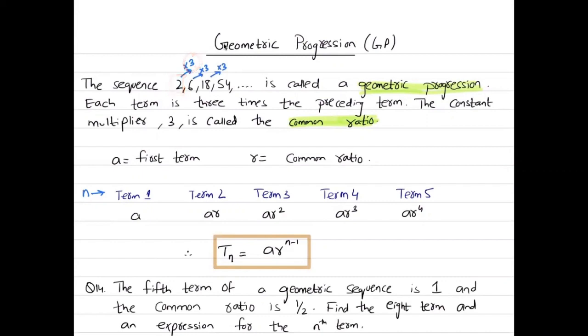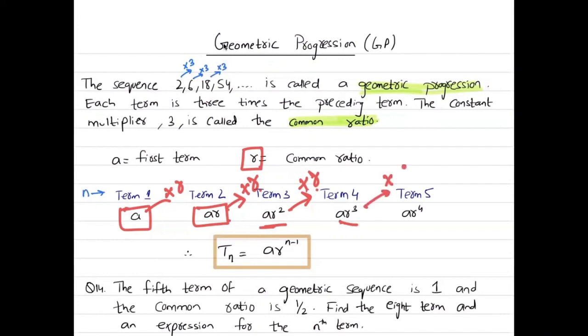If I denote the common ratio as r, would you agree that the second term is going to be a multiplied by r? That is ar. Then the third term is going to be when the second term is multiplied by r again. So ar times r is ar square. In order to get the fourth term, you need to multiply the third term by the common ratio again. So what is ar square multiplied by r? ar to the power of 3, ar cube. ar cube multiplied by r, ar to the power of 4, and so on.